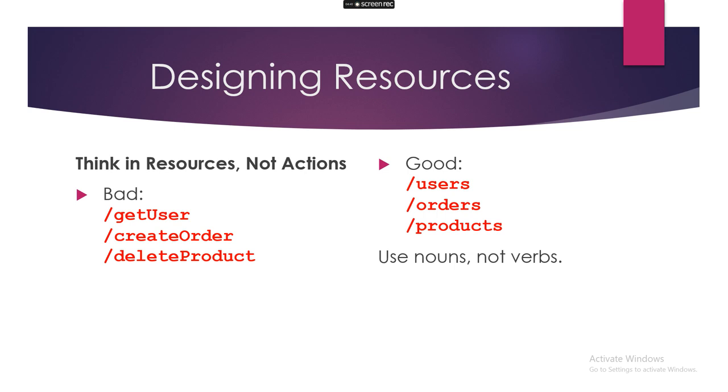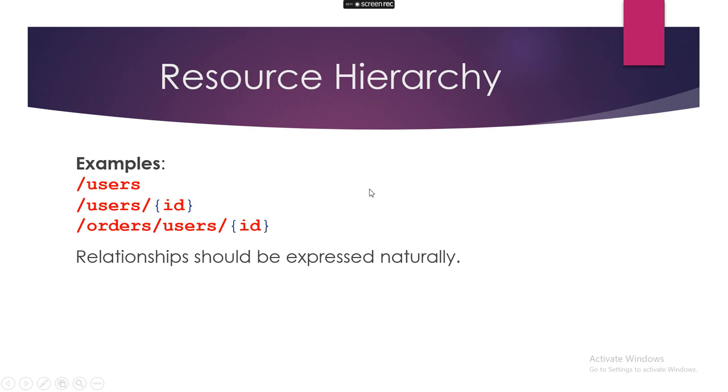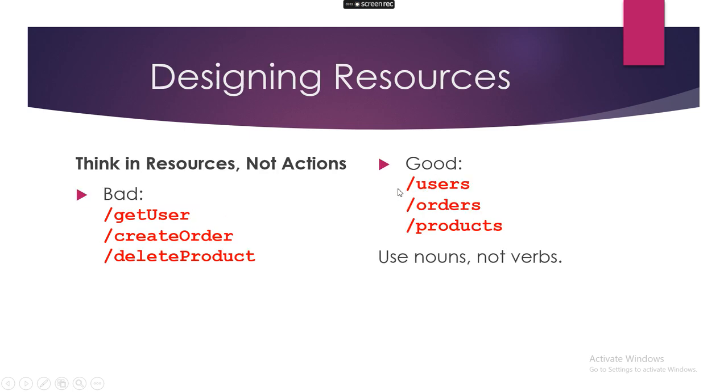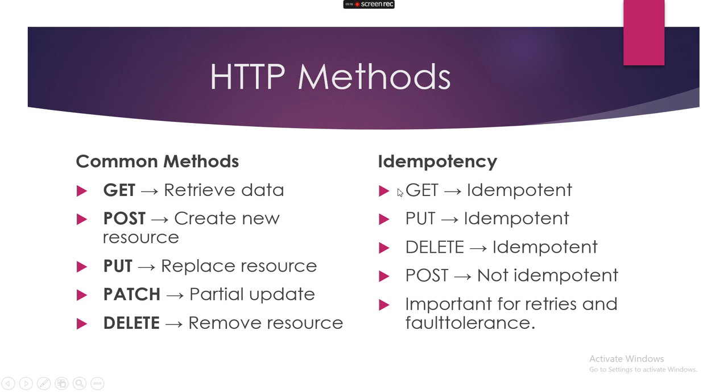So designing resources in REST. When you're designing an API, we're designing resources. We think in resources, not actions. One of the mistakes people make when designing API endpoints is that they use verbs to design their endpoints rather than nouns. So what you don't want to do is send a GET request to something like get user, or create order, or delete product. You want to use the noun. So you want to say GET, which is the request, and you're going to see this further when we get to it.